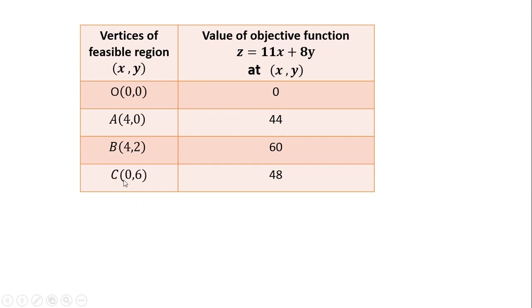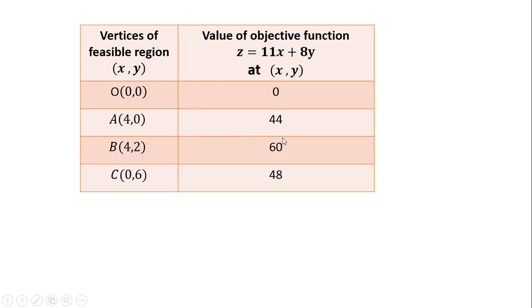Now the last corner point is C(0,6). X is 0, y is 6. We substitute x is 0, y is 6. 11 into 0, 0, plus 8 into 6, 48. We write here 48. So for these four corner points we find these values of z. Now we want to maximize z, so we select the value which is maximum.